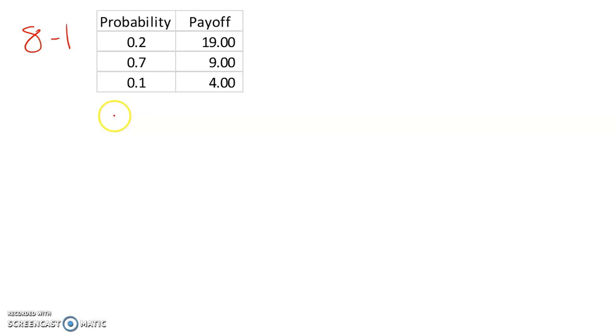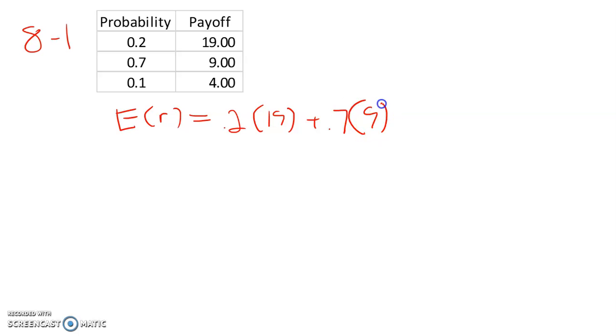So expected return, I use a little different notation than the book. So it's 0.2 times 19 plus 0.7 times 9 plus 0.1 times 4. Multiply those and add them up, and you should get 10.5%.